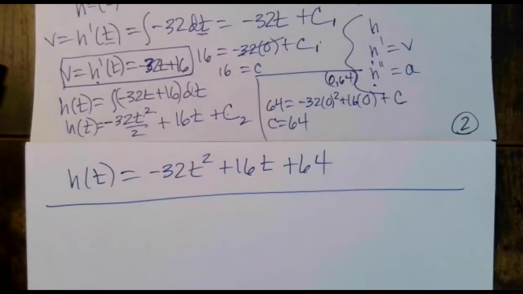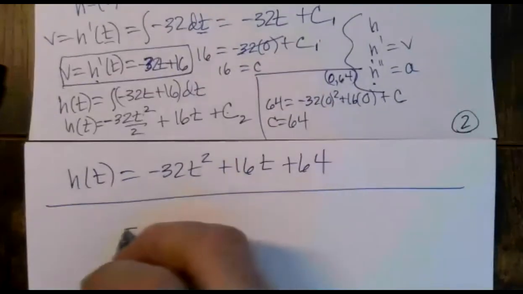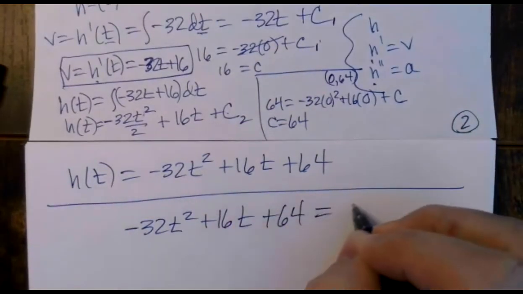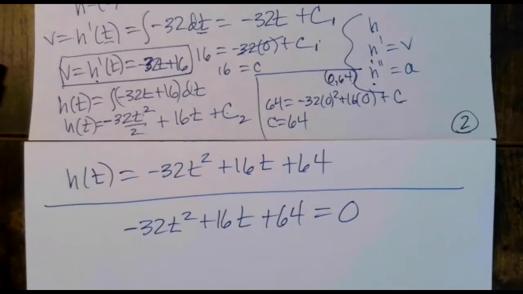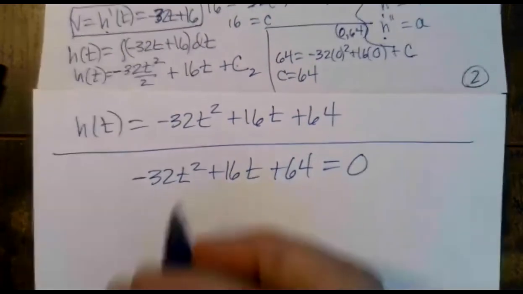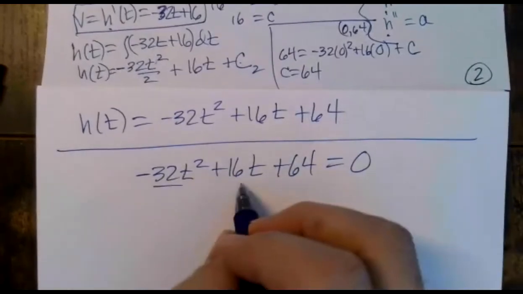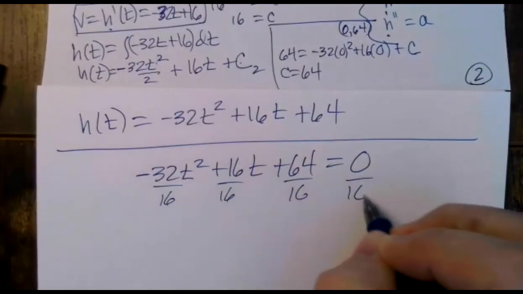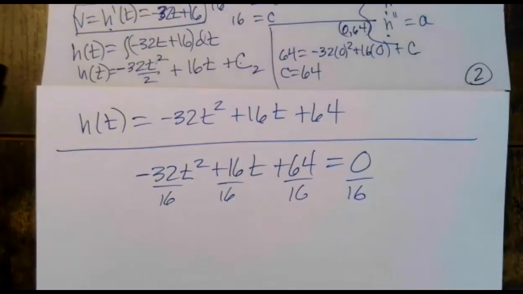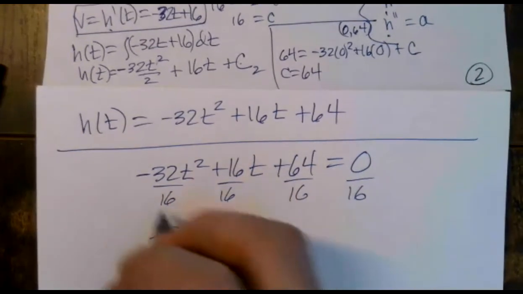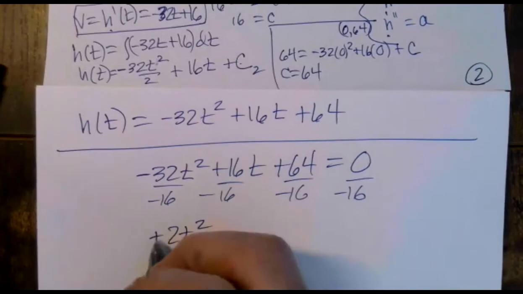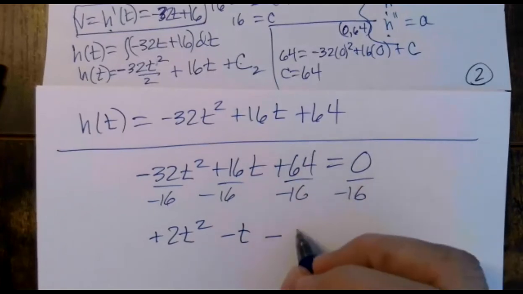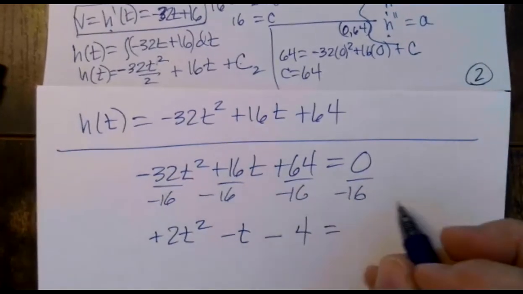Okay, so the question says, when will the bag hit the ground? So I need to do negative 32t squared plus 16t plus 64. The height there is 0. I need to solve this. So I see a common factor of 16. I'm going to divide both sides by 16 because I'm way lazy. Okay, and so this becomes negative 2t squared. Oh, I should divide by negative 16. Sorry. Positive 2t squared minus t minus 4. This is going to be ucky.